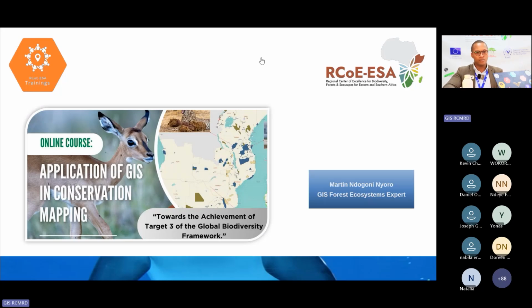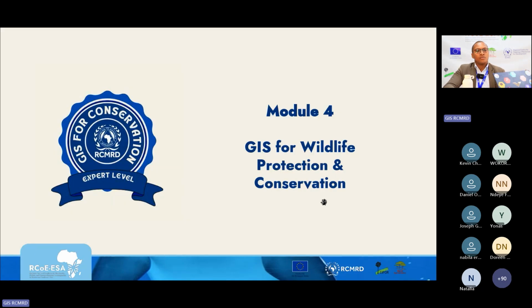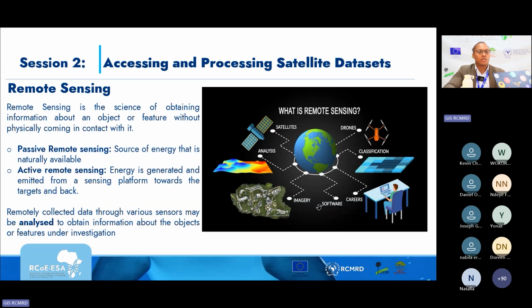Good. My name is Martin Enyoro. I am a GIS expert under the theme of the forestry ecosystem. So I'm going to be taking you through this session on accessing. It's on Module 4, the GIS for wildlife protection and conservation. So we're going to be going through accessing and processing satellite datasets.